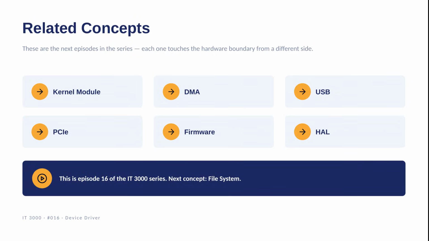If this idea of the driver as a translator caught your attention, there's a whole neighborhood of concepts sitting right next to it. Kernel modules are how you plug a driver into Linux without rebuilding the whole kernel. DMA is how devices move data without bothering the CPU. PCIe and USB are the buses those devices actually sit on. Firmware is the tiny code running inside the device itself, and the HAL is the layer that hides the messy hardware differences from everything above. Each one is worth its own episode, and next up we cross into the file system.